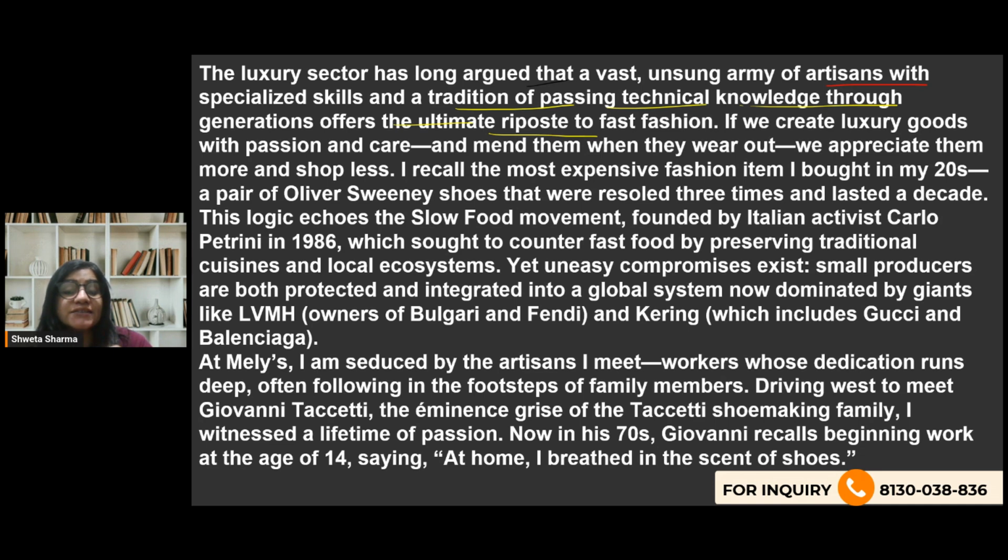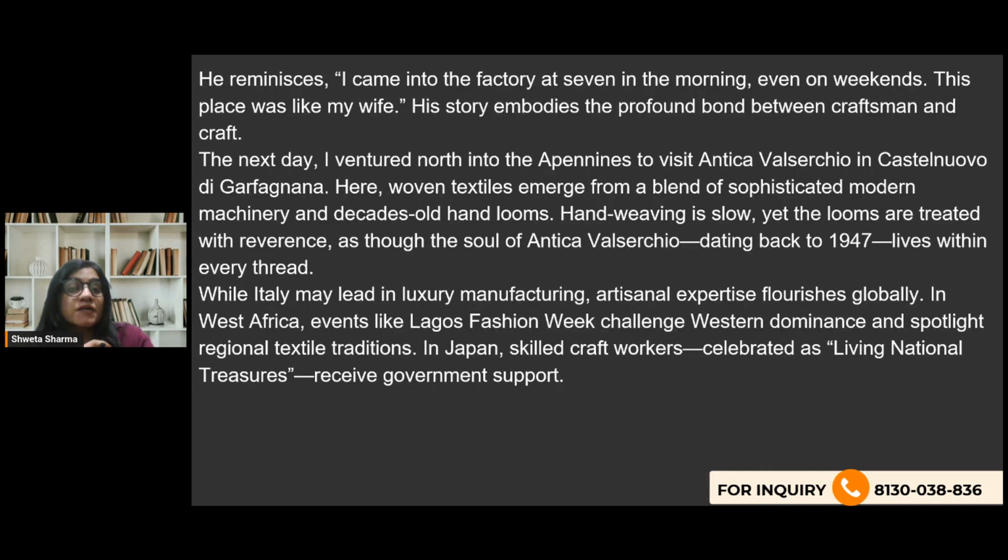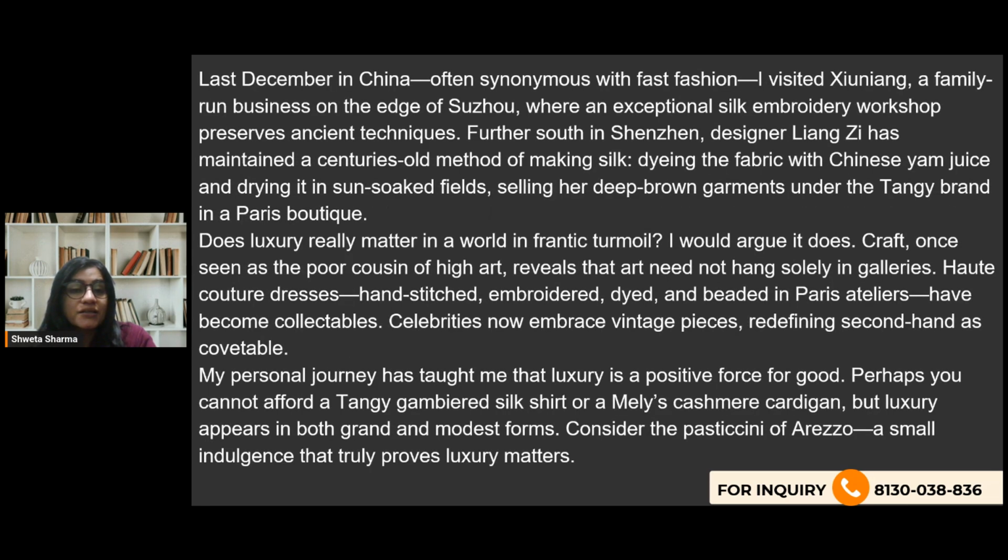Uneasy compromises exist. Small producers are both protected and integrated into a global system. We're not worried about what is being imported, but we're more concerned that small and medium enterprises should sustain, especially when they are weaving textiles for you. Right, so the passage is entirely culture based.